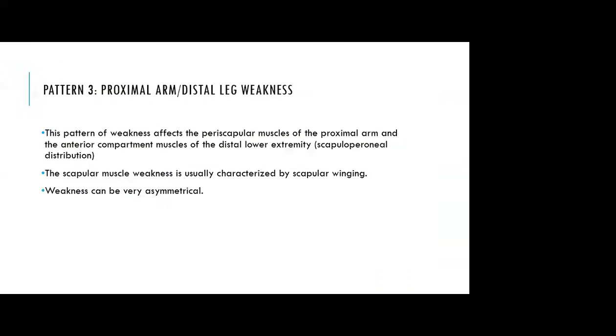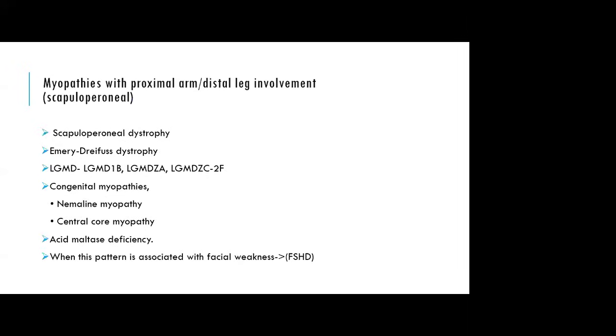The next pattern is proximal arm and distal leg weakness. This pattern of weakness affects the periscapular muscles of the proximal arm and the anterior compartment muscles of the distal lower extremity, that is the scapuloperoneal distribution. The scapular muscle weakness is usually characterized by scapular winging, and weakness can be very asymmetrical. Common examples of this are scapuloperoneal dystrophy, Emery-Dreifuss dystrophies, and certain LGMDs.